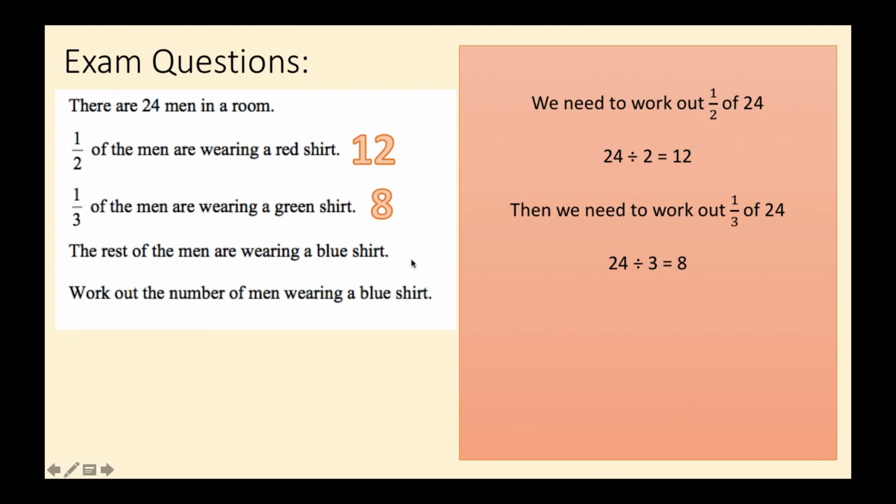So it says the rest of the men are wearing blue. Well, altogether, I have 20 people that are wearing red or green. So I'm just going to do 24, take away the 12, take away the 8, and that gives me 4. Or you could have done 24, take away 20 to give you 4. So it's just the rest. So the number of men wearing a blue shirt is 4.